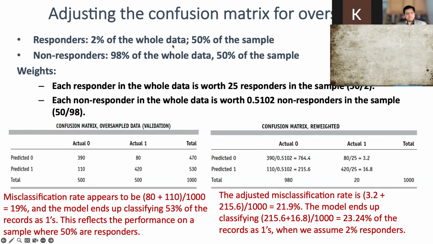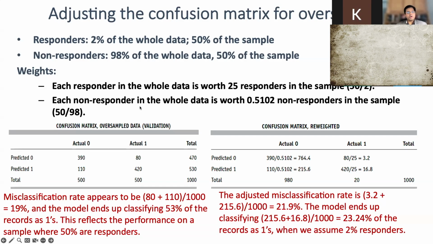Suppose there are 2% responders in the whole data and 50% in the sample. Right? So we have consciously ensured that our training sample has been oversampled, even though the entire data has 2% responders only, but in our training set, we ensured 50% responders and 50% non-responders. So each responder in the whole data would actually be worth 25 responders in the sample, 50% versus 2%. So every responder that we have in the entire data set will be equal to about 25 responders in the sample because of this oversampling that we have done purposefully.